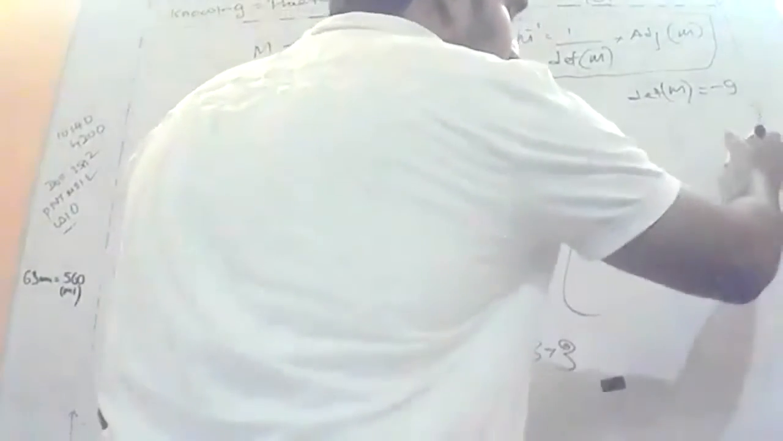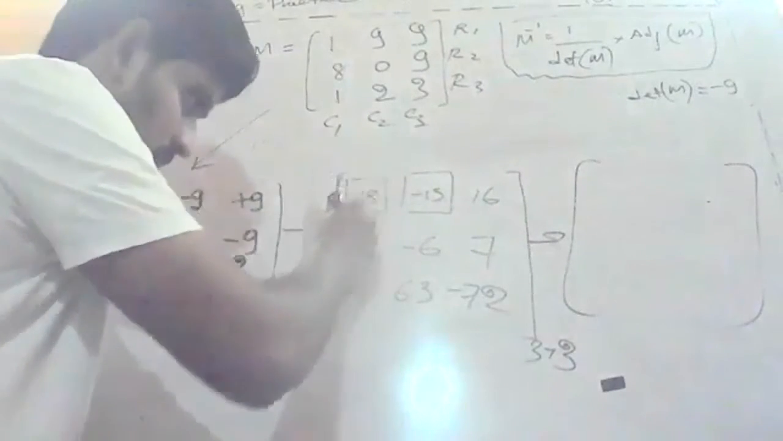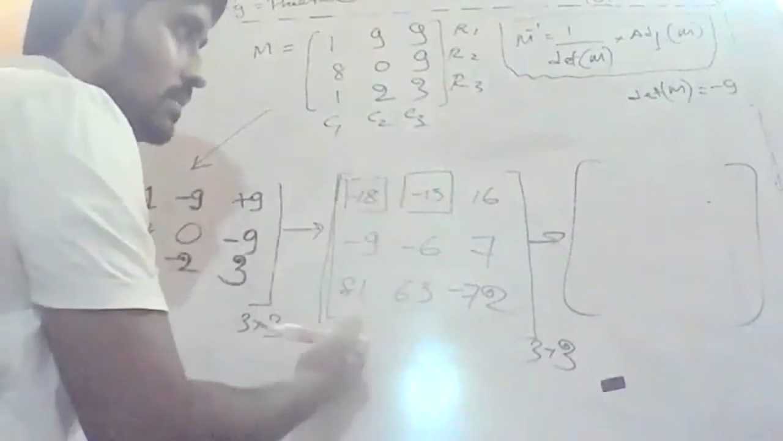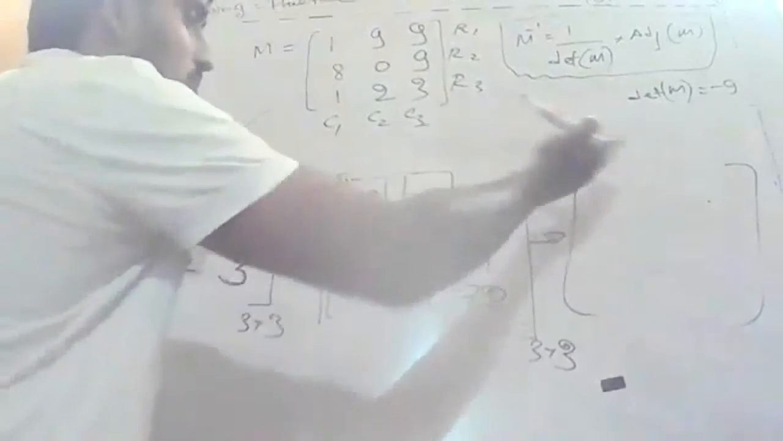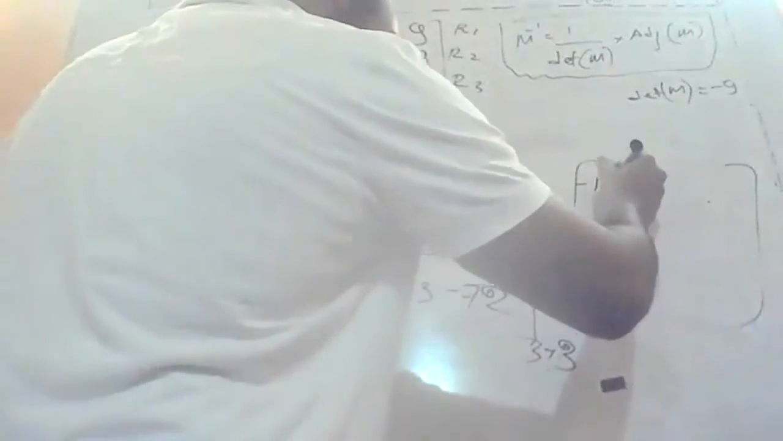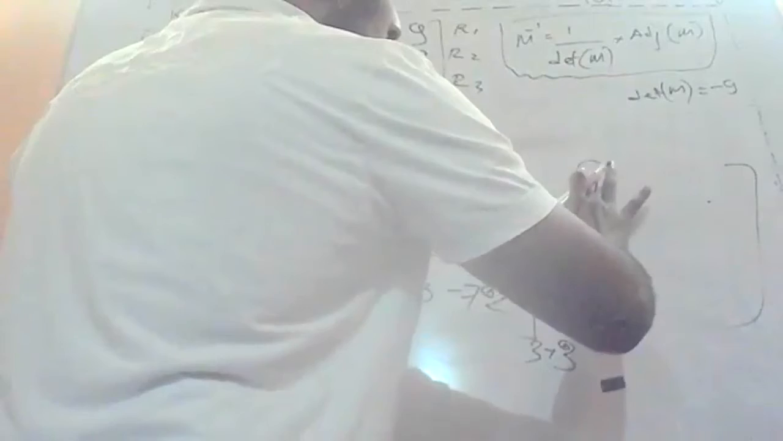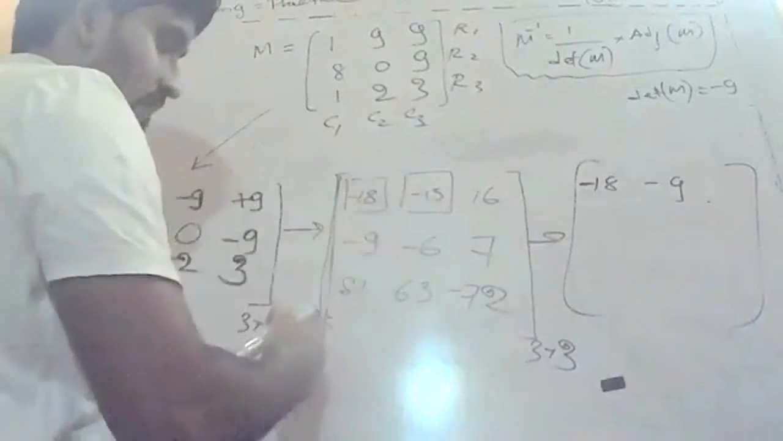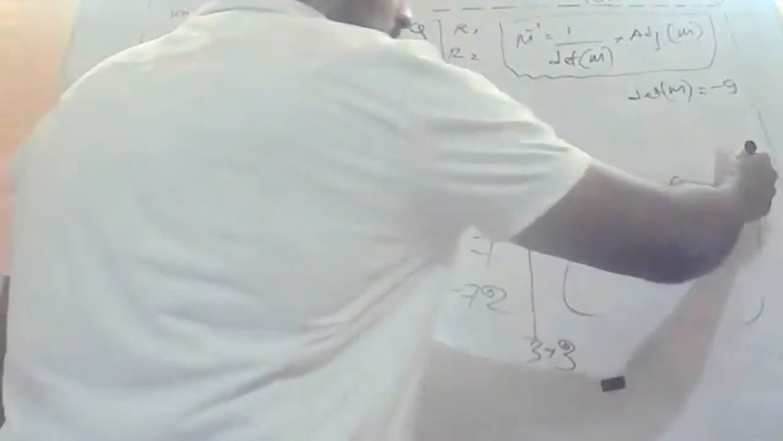Put that here. Is the board clear? Yeah. So now the last conversion is very easy. Consider this column, minus 8, minus 9, 81. So this first column you write as the first row. So that means minus 18, minus 9, 81.